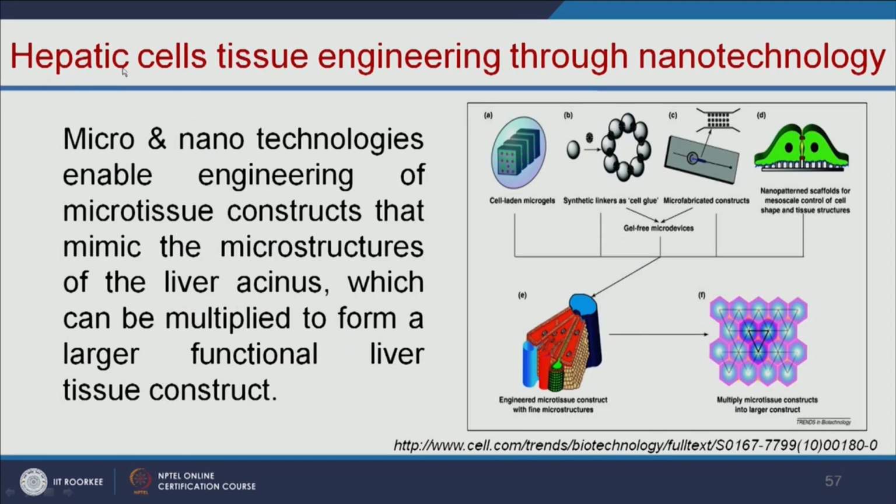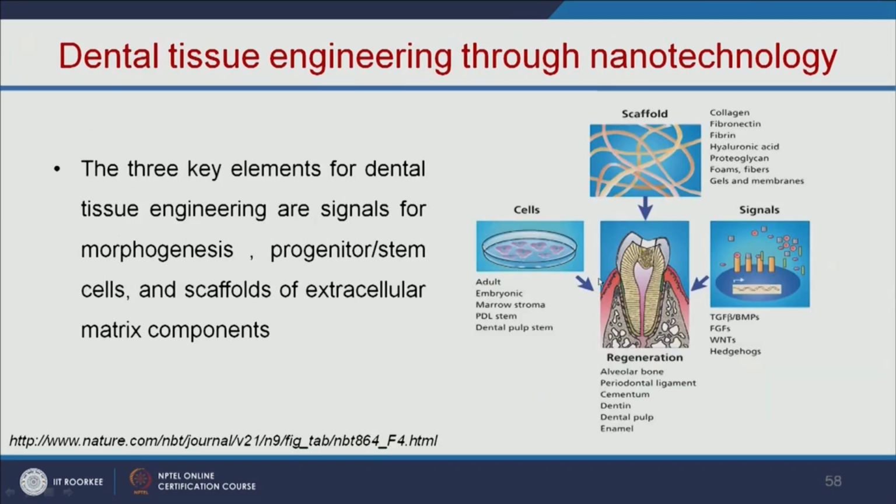The next example is hepatic cells tissue engineering through nanotechnology. With the help of micro and nanotechnology, we can make micro and nanostructures which mimic your liver, and when we add the hepatocyte cells, it will grow like a complete liver.